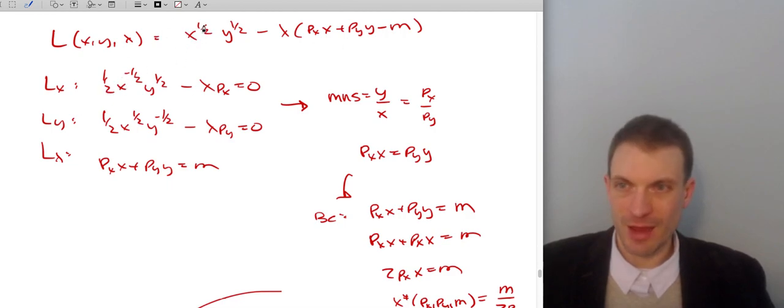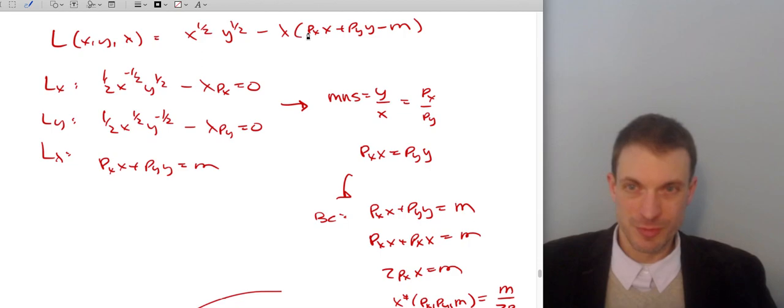This is going to be 1/2, reduce the power by 1, so 1/2 x to the minus 1/2. This y to the half comes along for the ride. The partial here is just going to be minus lambda px. Take the partial with respect to y. It's going to look just like this, but now it's going to be a minus 1/2. And then here's my partial with respect to lambda.